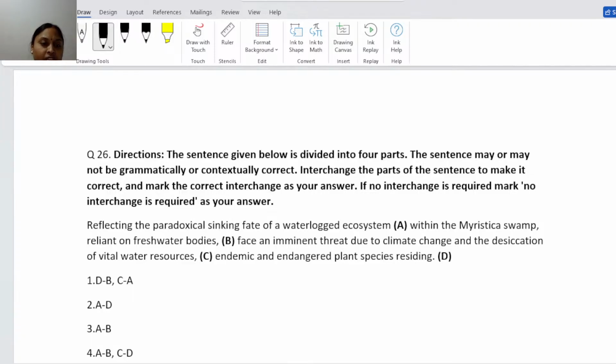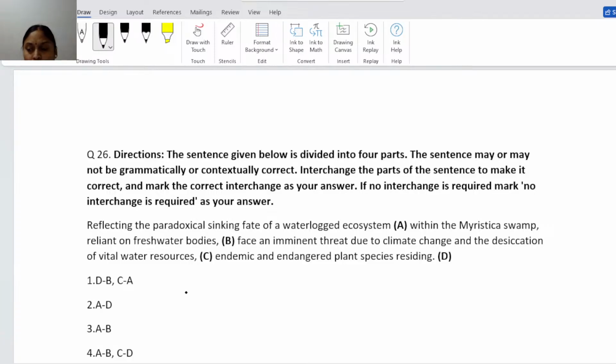So here, reflecting the paradoxical sinking fate of waterlogged ecosystem within a Myristica swamp, reliant on freshwater bodies and face an imminent threat due to climate changes and the desiccation of vital water resources, endemic and endangered plant species residing.